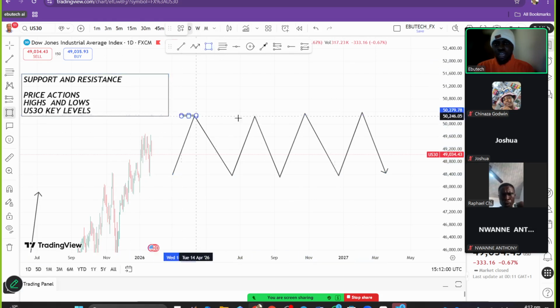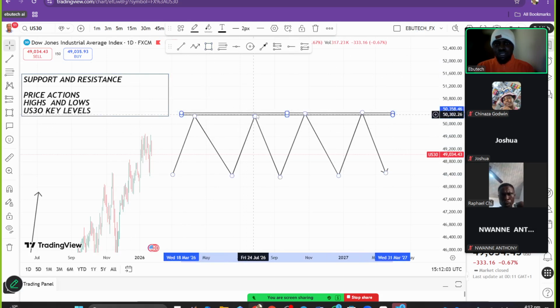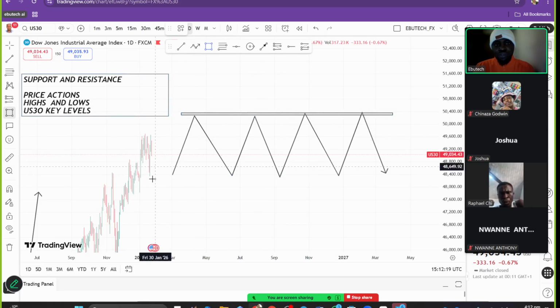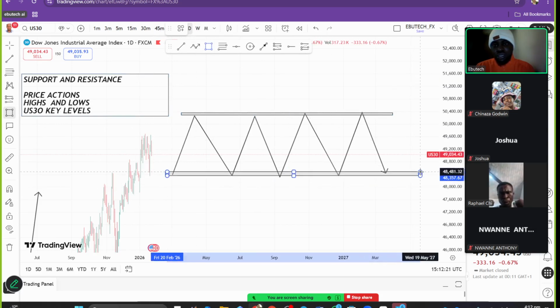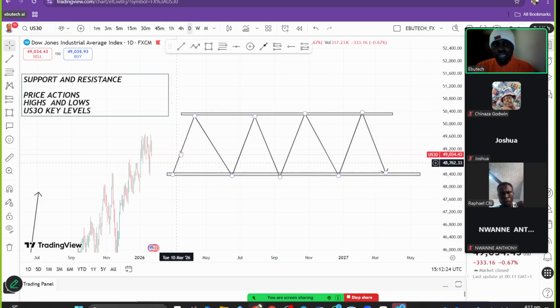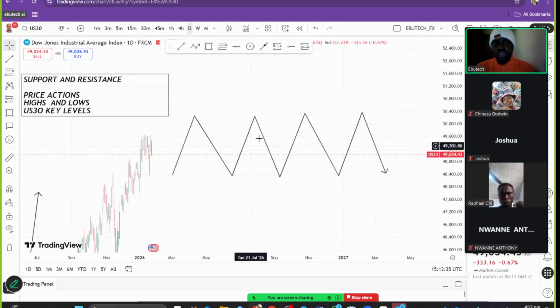But if you are a professional, you can identify when it comes here. It's not advisable if you have not been trading for a very long time. You can trade this market by entering here and closing here. That's for professional traders. When the market comes here, you sell. When it comes here, you buy. When it comes here, you sell. But for newbies in the forex market, it's not advisable to trade a consolidation market.